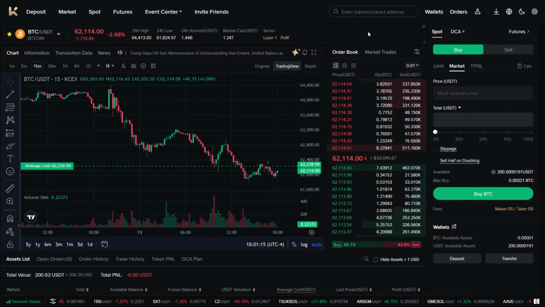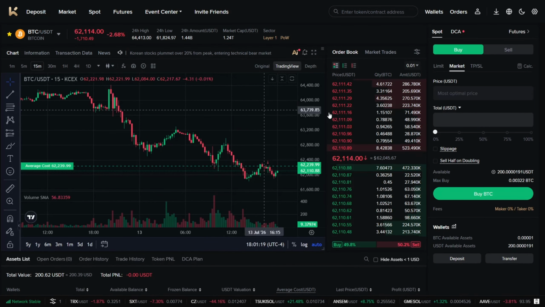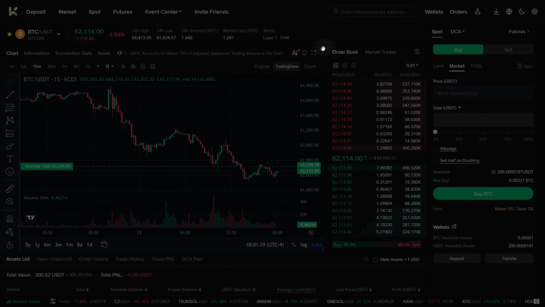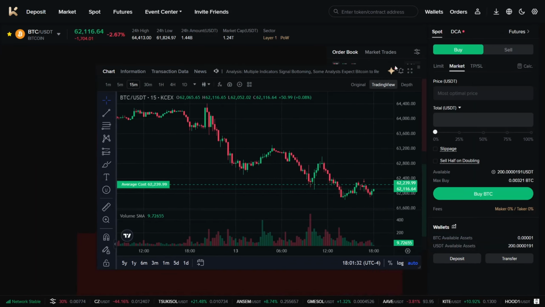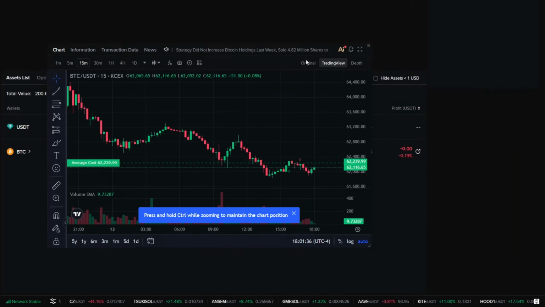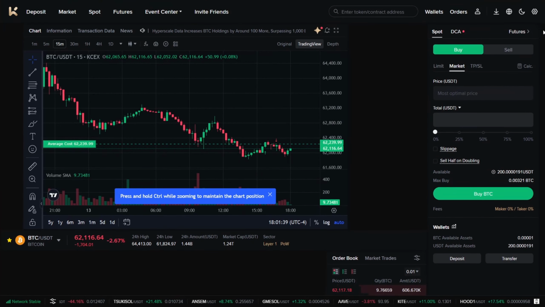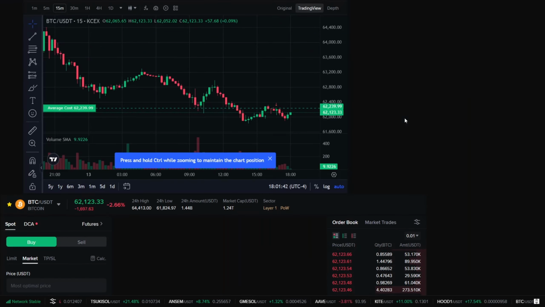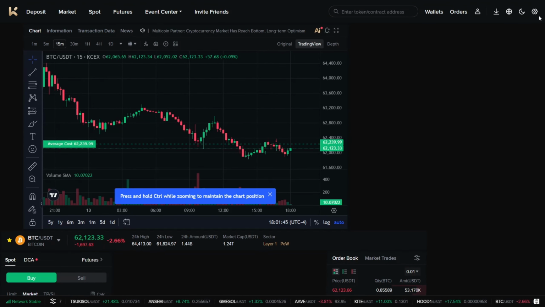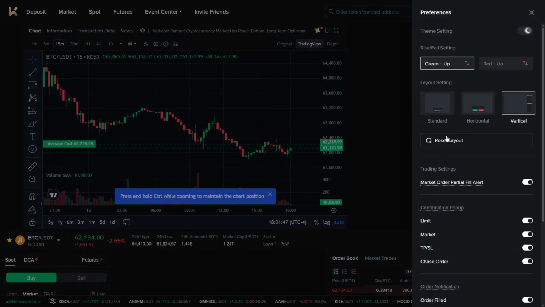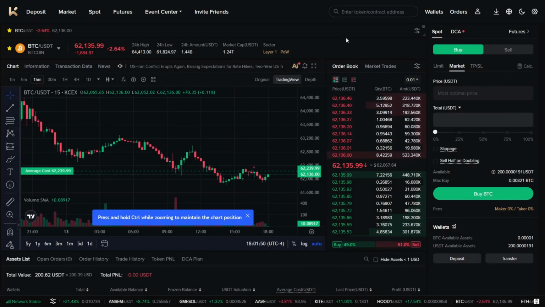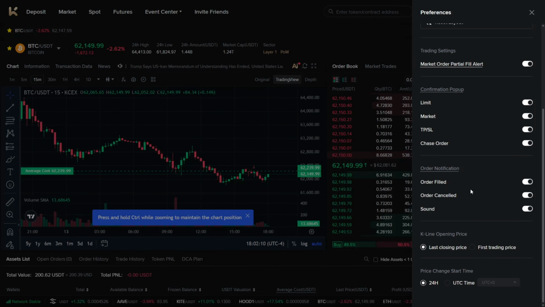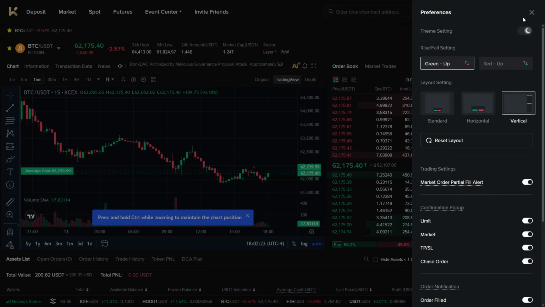You can also customize your dashboard. We can see on the top right of each panel, there are these little lines. You can actually click on them and then drag your panel to wherever you want and just create a custom dashboard. If you do make a mess and you want to go back, you could just click on settings again and click on reset layout, and we now have our normal dashboard. You can also control confirmation pop-ups and order notifications. I recommend keeping confirmations enabled while you're learning so you can review each order before submitting it. So now we have our preferences set.